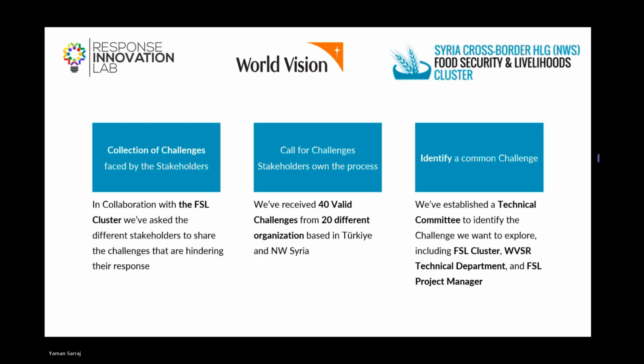The process has been identified mainly into three main sections. First, the collection of challenges faced by stakeholders. The second, how we make the stakeholders own the process itself. And the third and last point, identifying a common challenge. As I said, in collaboration with the FSL cluster, we started by asking different stakeholders to share the challenges they are handling in their response, through a link circulated by email from the FSL cluster. After that, we gave a tight deadline and we received a good amount of response, more than 40 valid challenges from 20 different organizations based in Turkey.